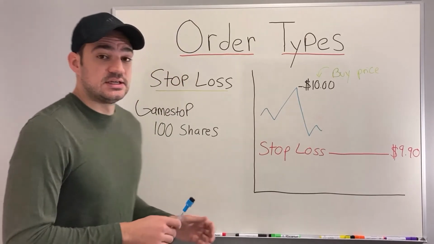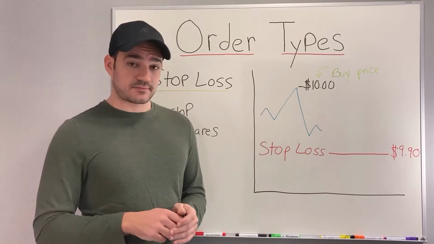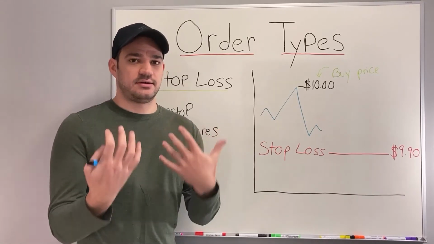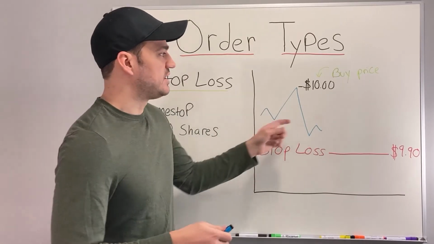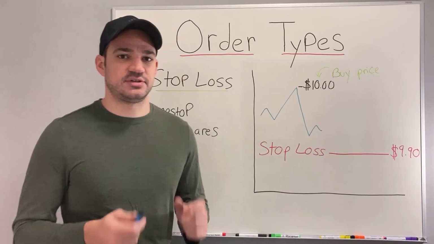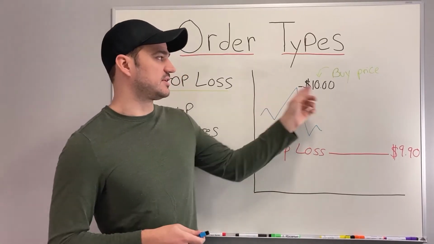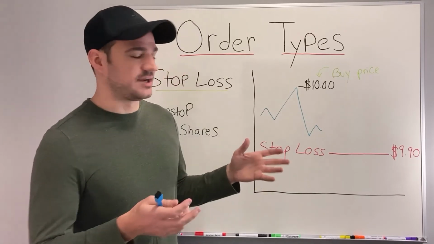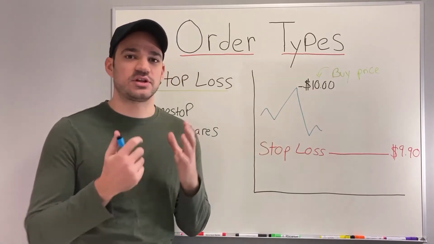Okay. So whether you did your market order or your limit order, that's personal preference. You understand now what they mean, how to purchase the stock. Great. Now you own 100 shares, and you got it at $10 a share. So congratulations, you have $10,000 worth of GameStop stock. All right, so you have 100 shares at $10. So what is a stop loss?